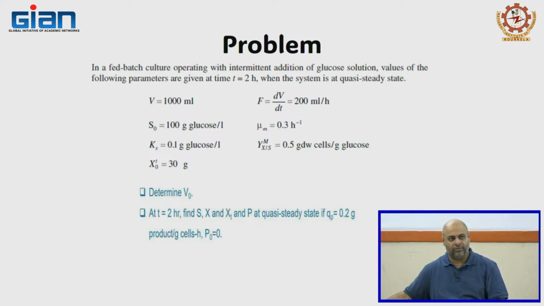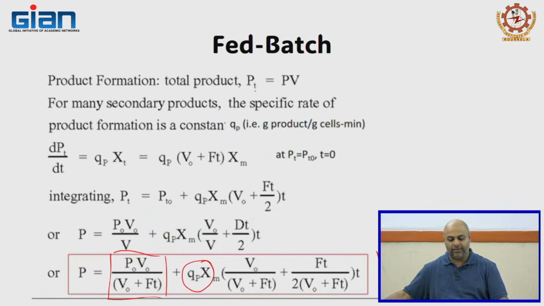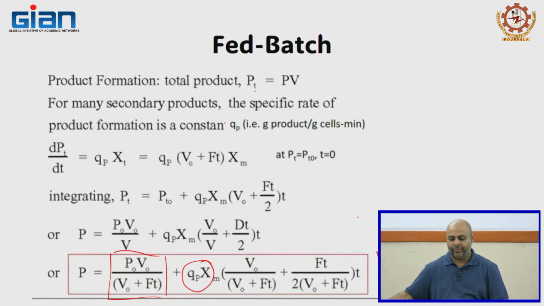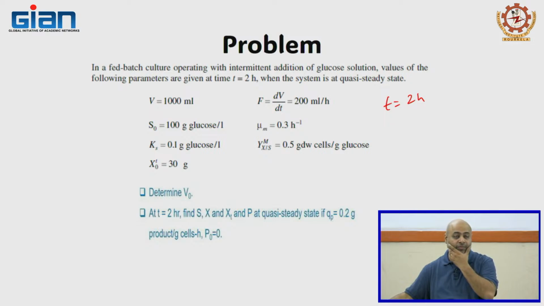Let us solve this question very quickly. It is a very simple one. In a fed batch culture operating with intermittent addition of glucose solution, the values of the following parameters are given at time t equal to 2 hours. So, your time is given as 2 hours, when the system is at quasi steady state.